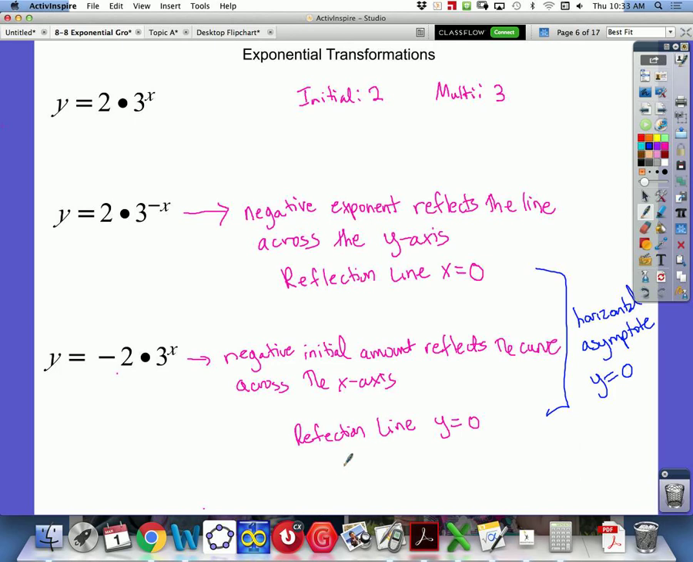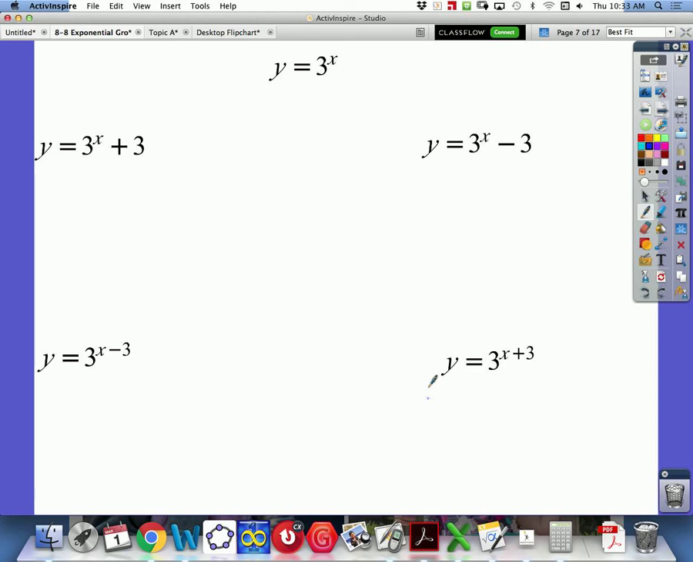So this is the first kind of transformation, having either a negative exponent or a negative initial amount. But now we're going to look at what happens if I take an equation, y equals 3 to the x power, and now I change it by either putting a plus or a minus after it, or I put a plus or a minus in the exponent, and it's going to do something all new again.